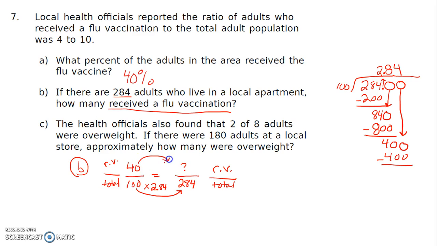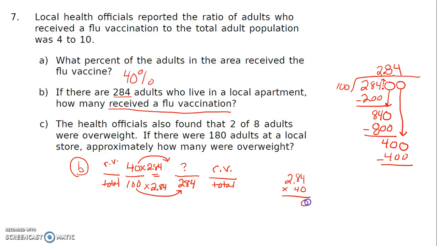But if I'm multiplying the denominator by 2.84, I have to multiply the numerator by 2.84. So now I have to do 2.84 times 40. All right, well, 2.84 is about 3. 3 times 40 would be 120, so I know my answer better be somewhere around 120. Let's see what we get when we actually multiply.